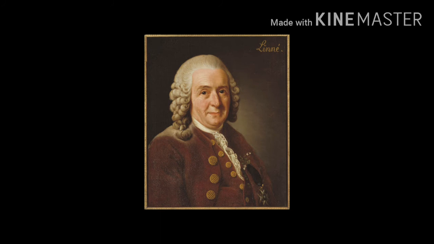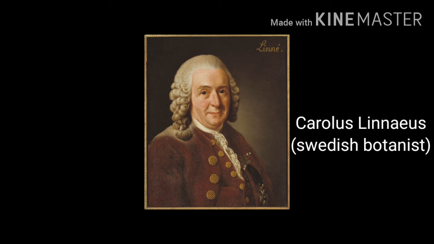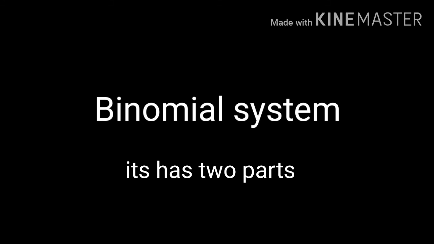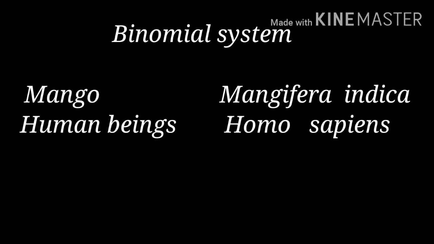So, to overcome this difficulty, a Swedish botanist, Carolus Linnaeus, established a simple system for classifying and naming organisms. This system is known as the binomial system of naming organisms. Why is it called the binomial system? Because in this system he gave two names to the organism, and bi means two. Here we take some examples like mango and human being. The scientific name of mango is Mangifera indica and of human being is Homo sapiens.